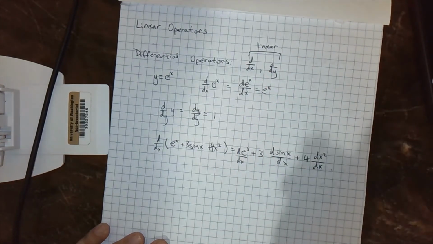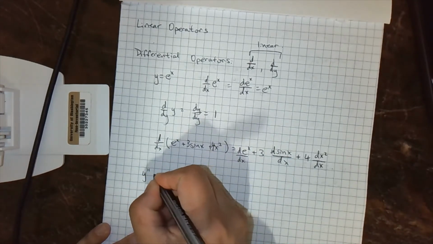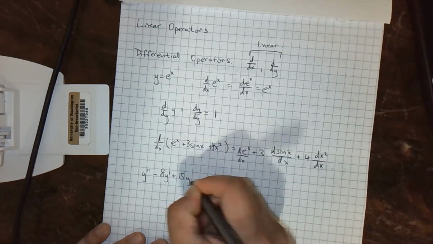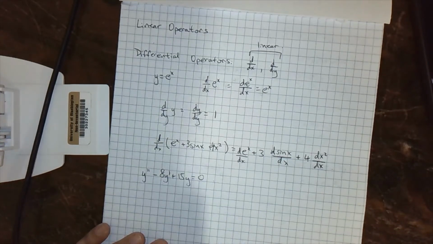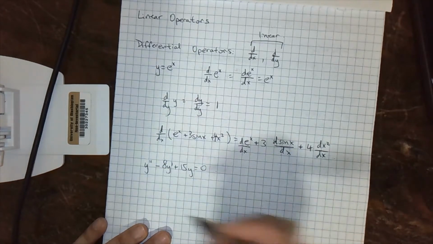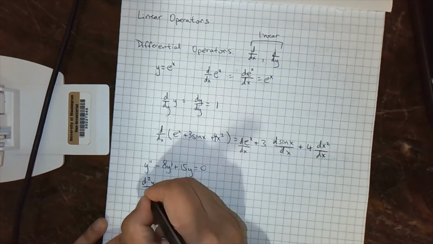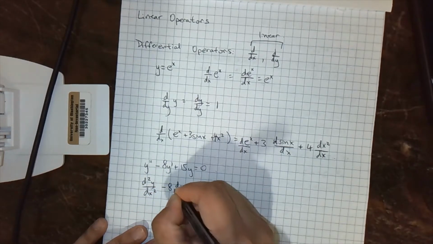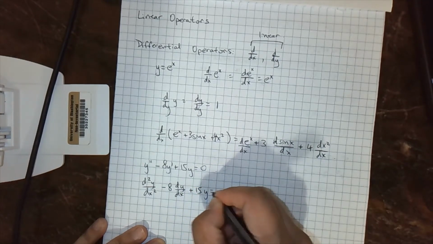Okay, why do we care? Well, we were looking a couple videos ago at this differential equation, y double prime minus 8y prime plus 15y equals 0. And we can think of a differential equation as a linear operator. y double prime is the second derivative with respect to x, right? Minus 8 dy by dx plus 15y equals 0.